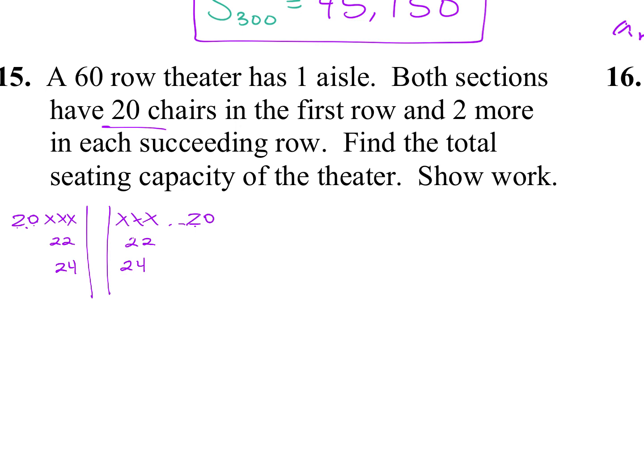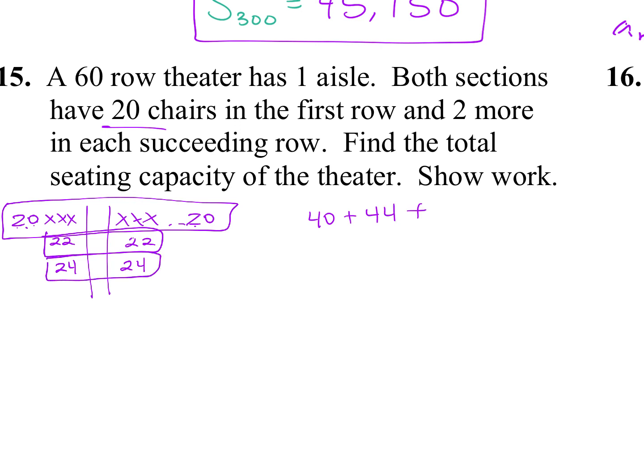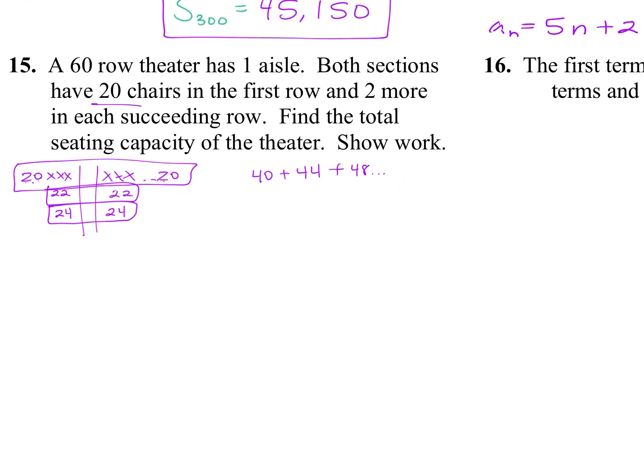It's not 20. It's 40, right? The first row has 20 and 20. So 40 is your first number. What's your next number? 44. Yeah, 22 and 22 means the second row has 44. And then your next one has 48. Okay? We don't know what our last one is yet, but we're going to find it. How do we find the last term? How do you find a sub n?